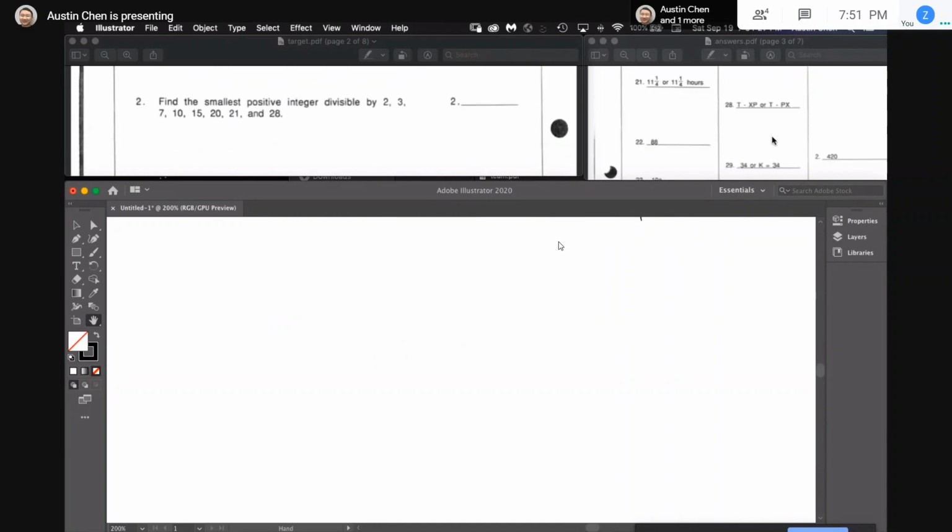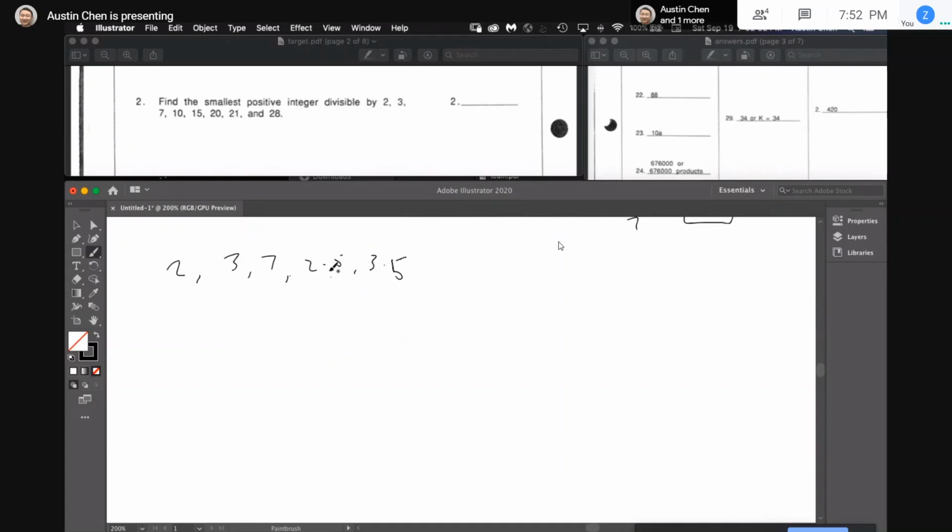So we have find the smallest positive integer divisible by 2, 3, 7, 10, 15, 20, 21, and 28. So basically we're finding the least common multiple of all of these numbers. Right? Yep. So if you're finding the least common multiple of a set of numbers, we said this multiple times before. What you want to do is prime factorize all of the numbers.